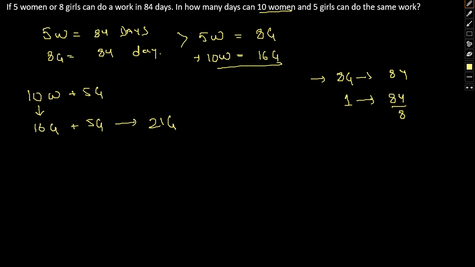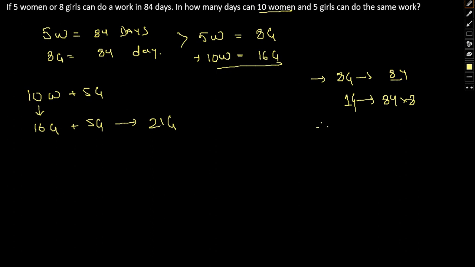Okay, sorry, my bad. It will be 8 times as much, right? So 8 girls will finish the work in 84 days, so a single girl will take 8 times the amount of time, that is 84 into 8 days. Since the entire thing can be done by 8 girls in 84 days, the single girl will take 8 times the time.